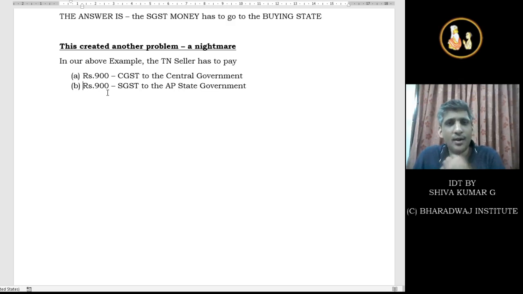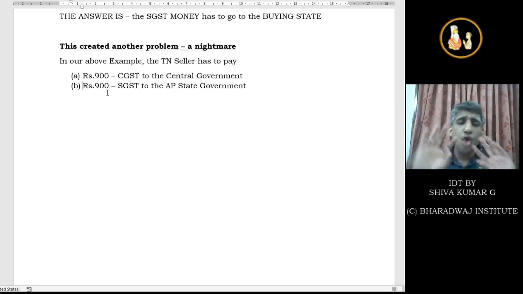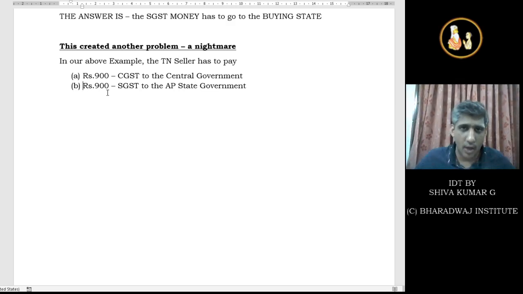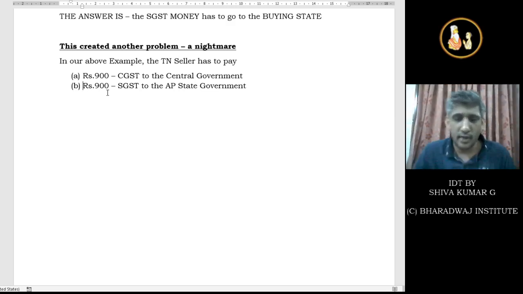Okay, here comes the problem. The Andhra government has no jurisdiction in Tamil Nadu. They cannot come inside Tamil Nadu and collect tax from me.